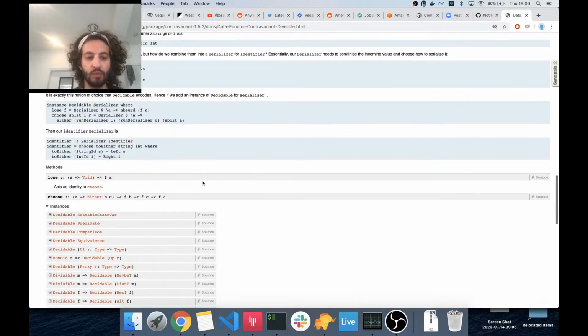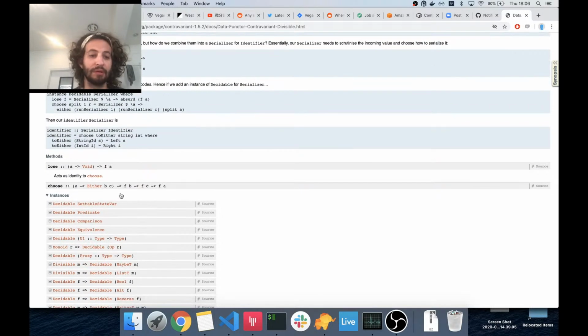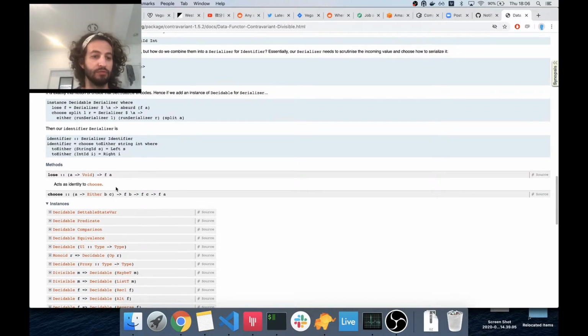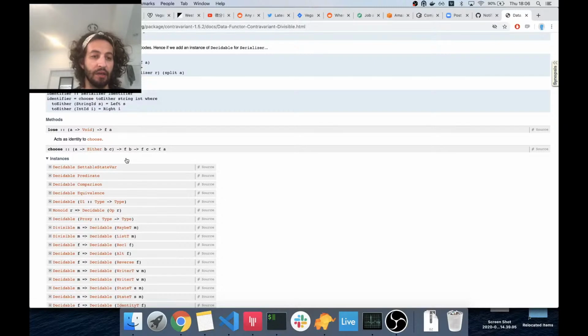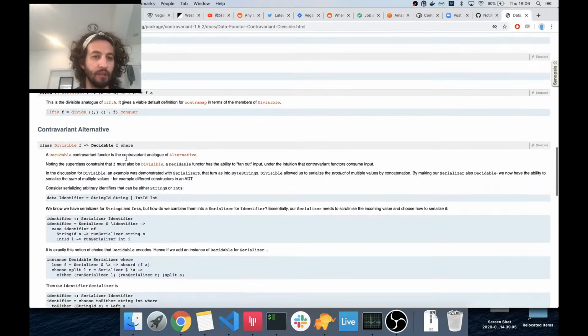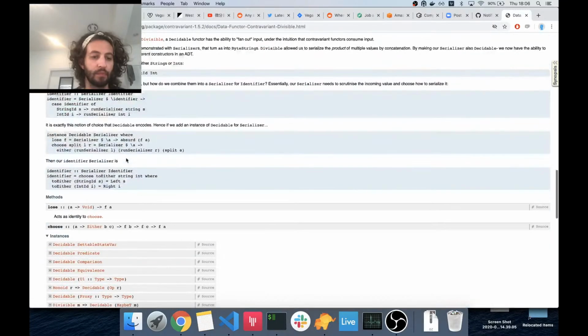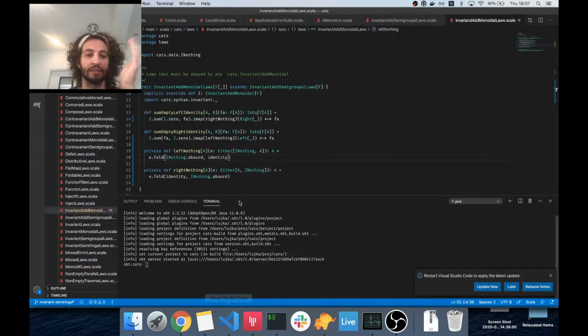I kind of forgot where I was going, but yeah. So this is the same thing as divide, except for the either. And in the same way, combine K is the same thing as map 2, just instead of either you have a tuple, kind of. So it's not map 2, it would be tupled or whatever. I think it's called product in cats.